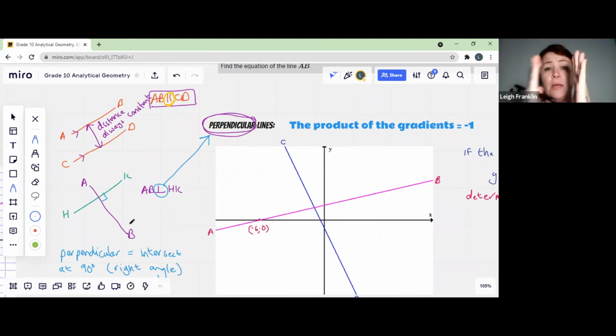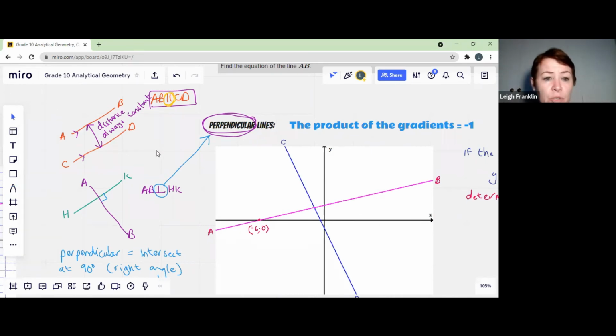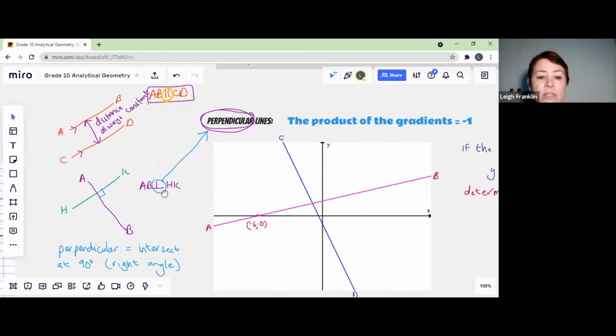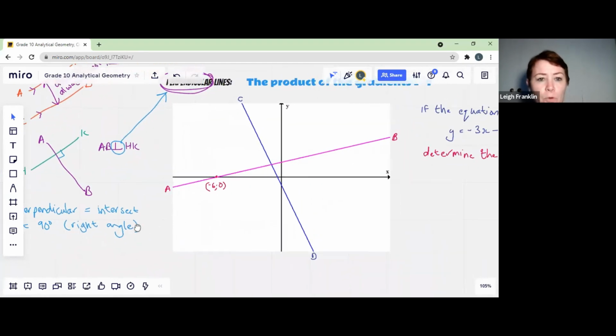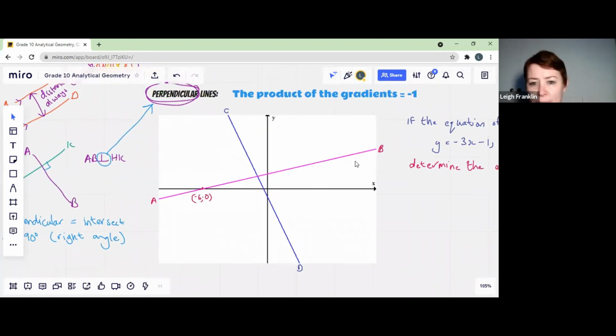So parallel means they run next to one another. They never ever touch because the distance between them remains constant. Lines that are perpendicular to each other means that they cross one another and it makes a 90-degree corner. So that's a really important word for us, not just now in grade 10, but all the way through to matric maths. Even in matric, you will be speaking about lines that are perpendicular to one another. All right, now this is the tricky bit.